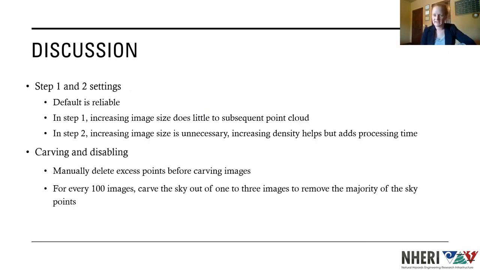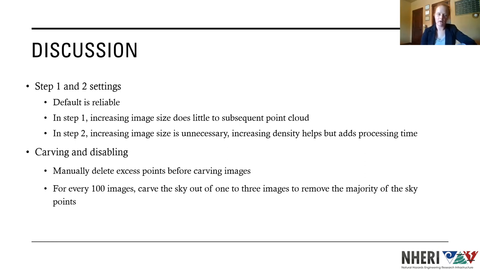Now to discuss my results and going forward: for step 1 and 2 processing, using default settings is reliable for panoramic images. In step 1, increasing the image size has little effect on the subsequent point cloud and it only adds processing time. And in step 2, increasing image size is also unnecessary. Increasing point cloud density definitely creates a fuller looking point cloud, but it does add a lot of processing time. So this may not be appropriate for everybody's project.